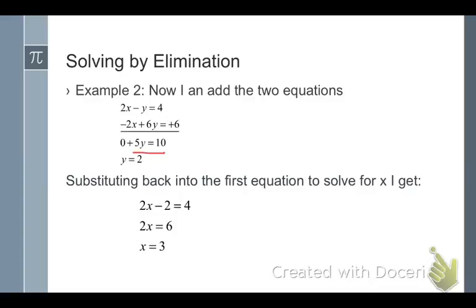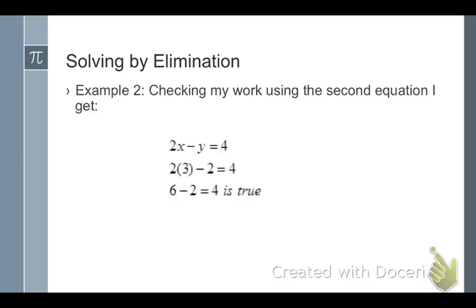And then that gives me y equals 2 when I divide both sides by 5. And so once I have y equals 2, I go back to the top equation, and I see I put my y equals 2 right there. And I solve for x, and I get x equals 3. Now to check my work, I go to the other equation and put in my numbers, and I see that 6 minus 2 equals 4 is true, so my solution is correct.